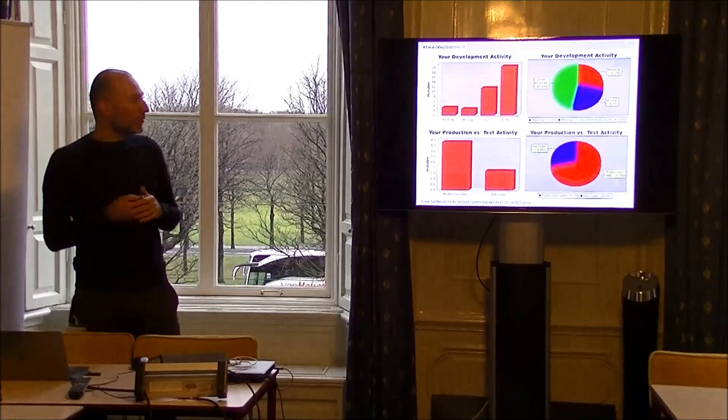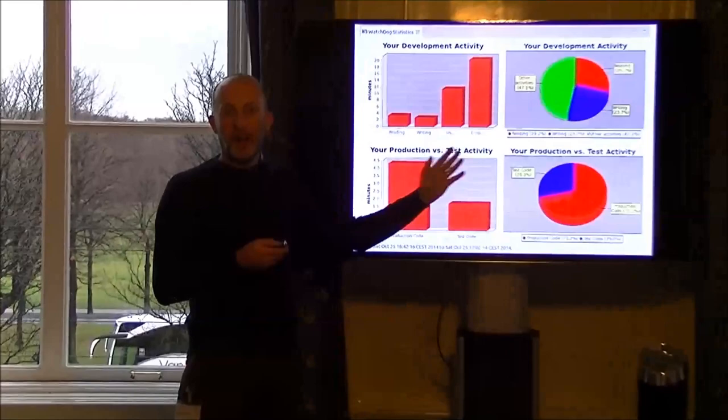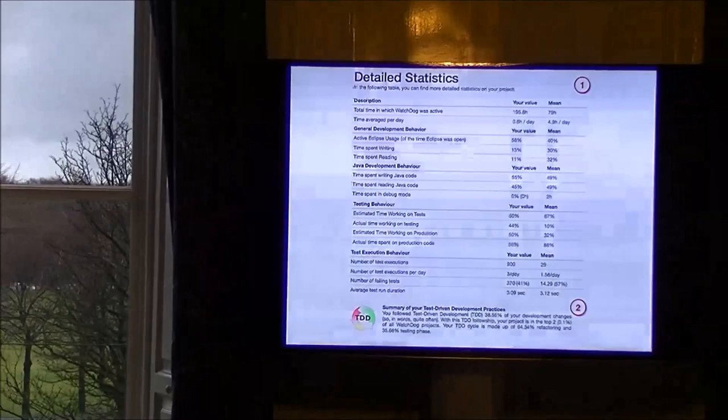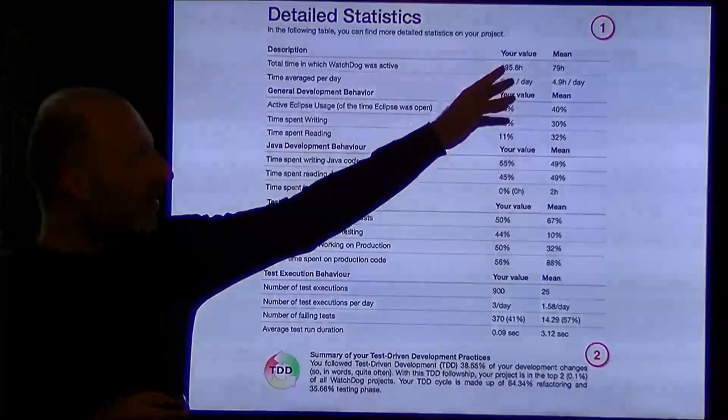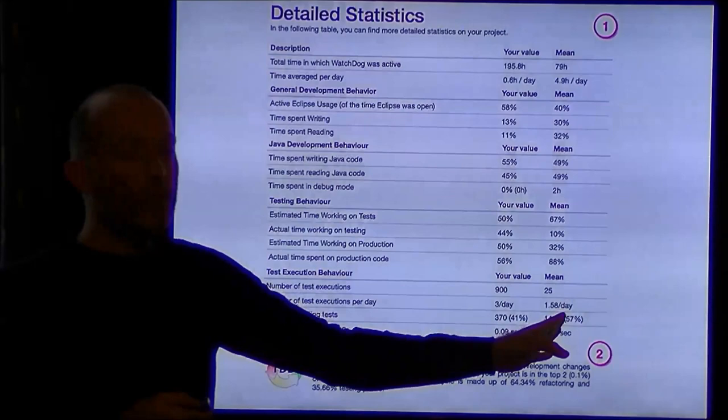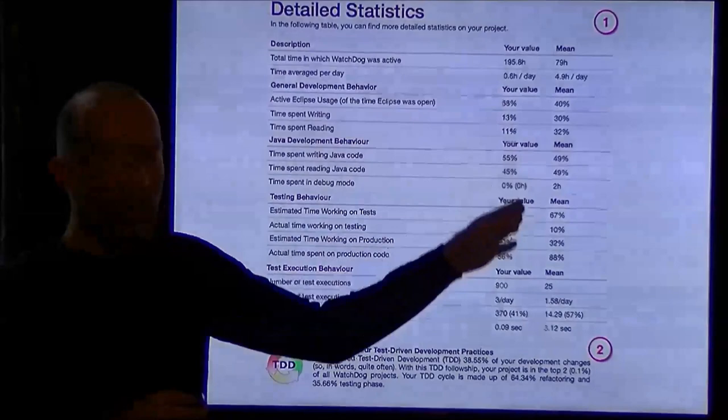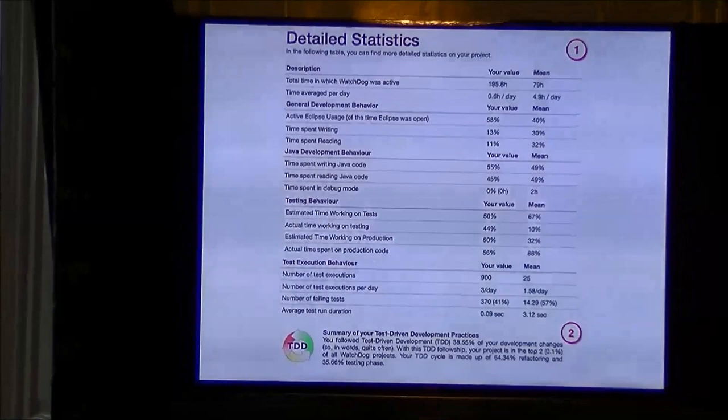And this is what we gave to them. We gave them an overview of how much time they're spending on different things of the development process. And we also gave them the opportunity to compare themselves. This is the value for the individual developer, and this is the value for the entire population. And if we worked together with a company, there was a third column in between, and they could compare themselves against their colleagues to see how am I doing in terms of testing compared to my colleagues.